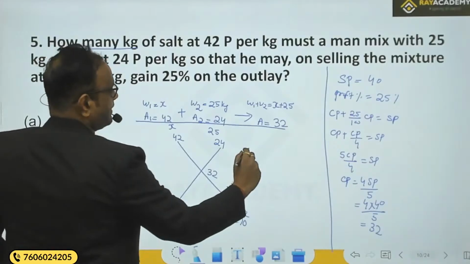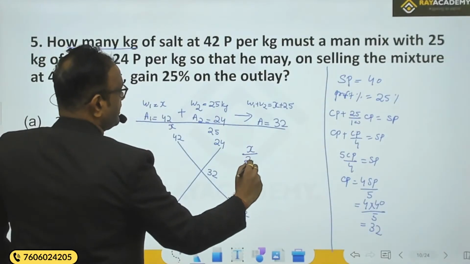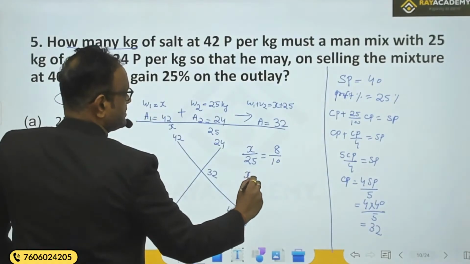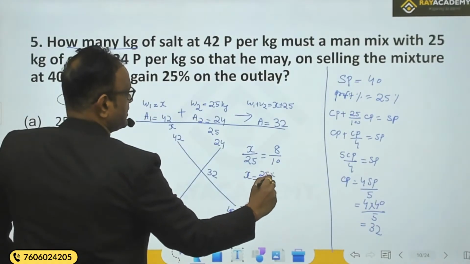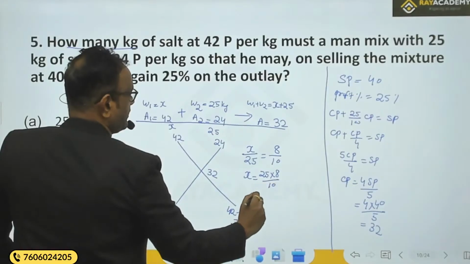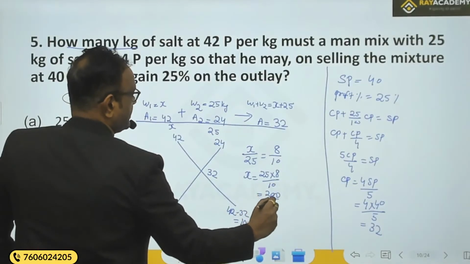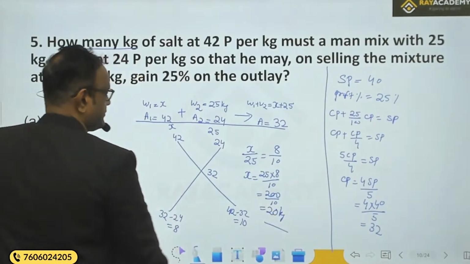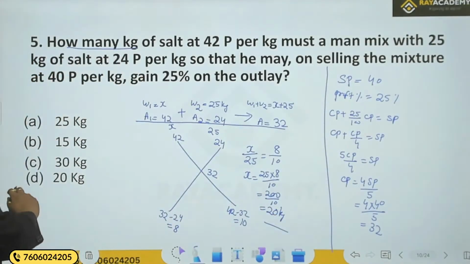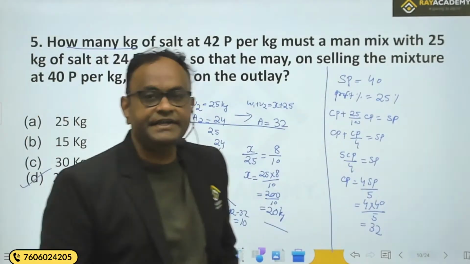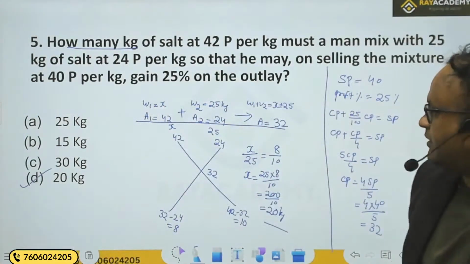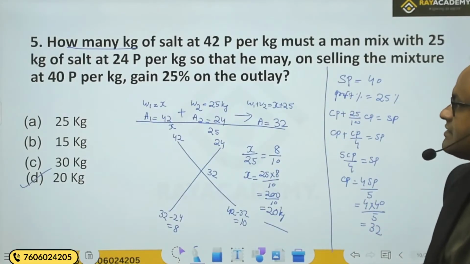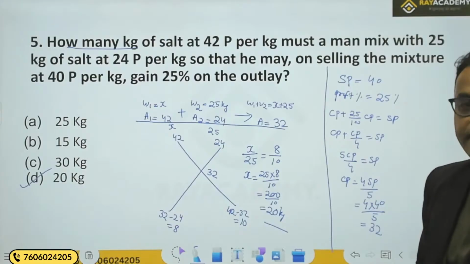So you can write x by 25 is equal to 8 by 10. X equals 25 multiplied by 8 divided by 10. So this is 200 by 10, which gives you 20 kg. Okay. So the right option for this question is option D. Hope you are getting it. Quite similar questions, but different numbers and different scenarios are given.